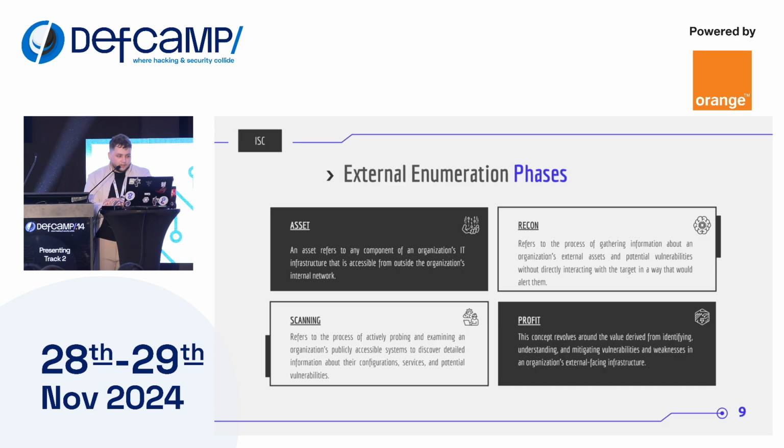So we are going to start with the phases. We have the asset phase, which refers to any component of an organization's IT infrastructure that is accessible from outside the network. We have the recon phase, which refers to the process of gathering information about the organization's external assets and potential vulnerabilities. We have the scanning phase, which refers to actively probing and examining an organization's publicly accessible systems to discover detailed information about their configuration, services, open ports, and potential vulnerabilities. And the profit phase, where you are going to report the bugs and you are going to get the money.